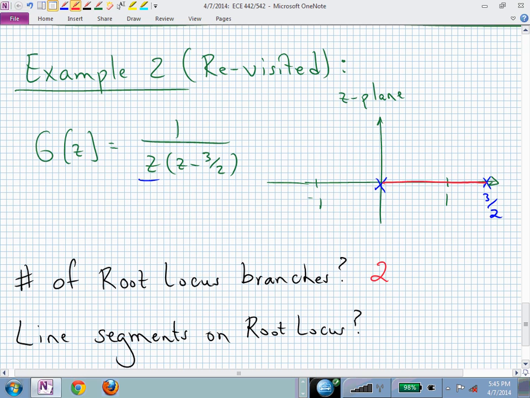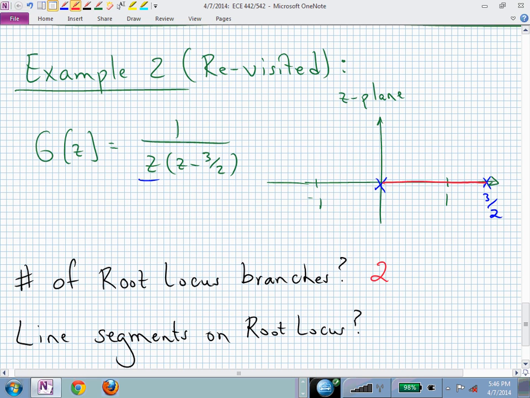Now, here's what could be confusing. How many branches did I sketch of the root locus? Trick question. Where do my branches begin? How many branches am I supposed to have? 2. But where do they begin? At the poles. And I have 2 poles. So I have actually 2 branches in that red line.